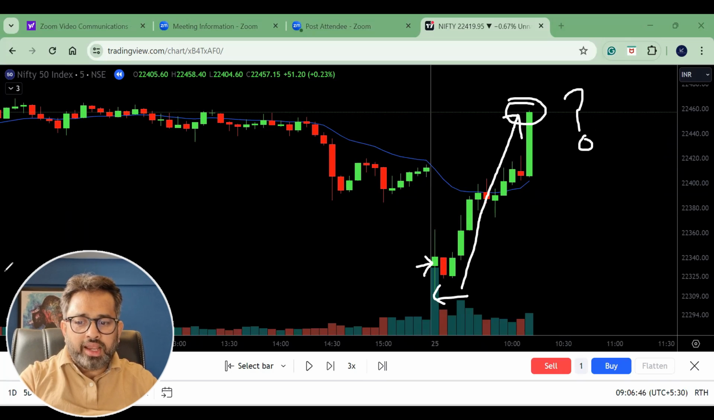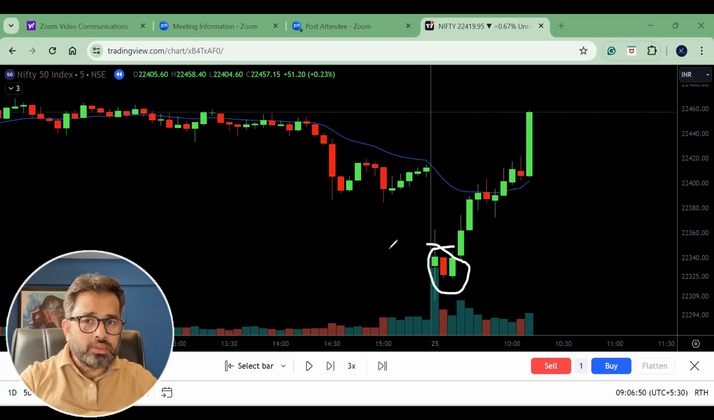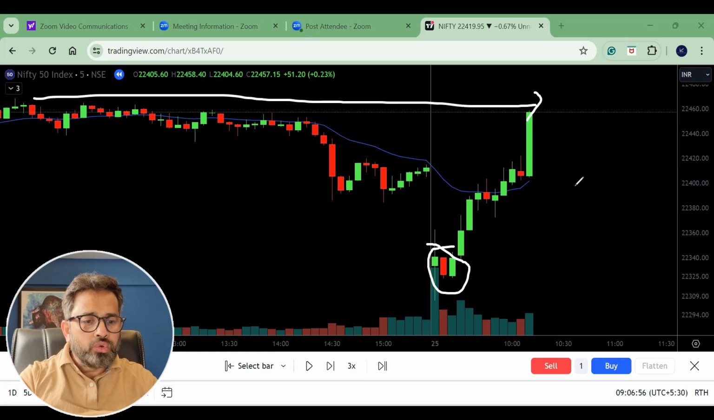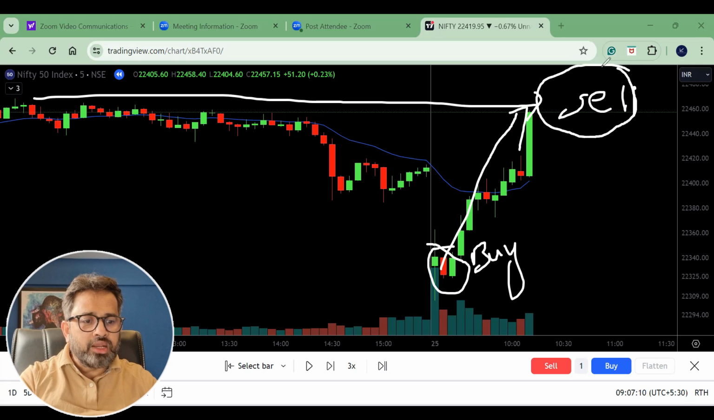So do you think that people who started buying here are still holding their position? When price comes near some important resistance, like the previous day high resistance, they are planning to sell their position and book their profit, right? Because they bought here and price already moved this much. Now they are thinking about selling and booking the profit, and now you are thinking about going long. So that is how you get trapped many times.